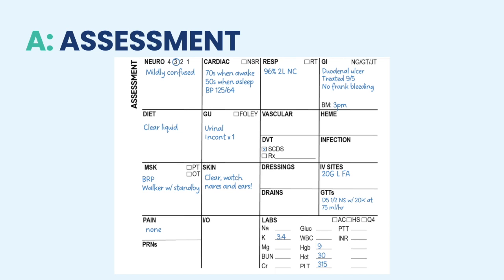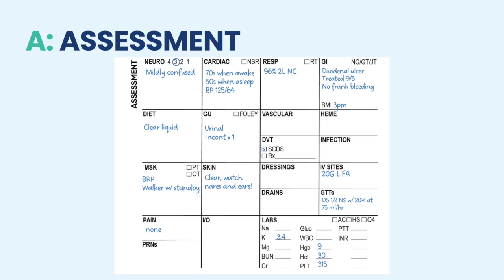In the assessment section of your SBAR report sheet or brain sheet, this is where you basically have your head to toe assessment of the patient and any other key things. So as you can see here, the patient's neurostatus, he's oriented to person, place, and time. That fourth, if I had circled the 4, that would mean he's oriented to person, place, time, and situation, basically understanding why he's in the hospital. So he's mildly confused.